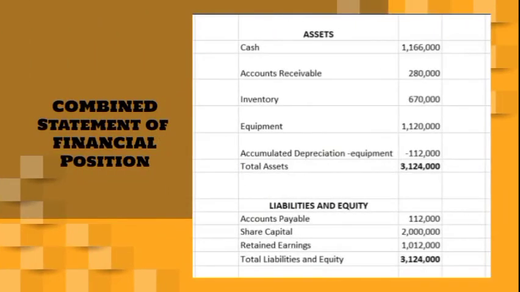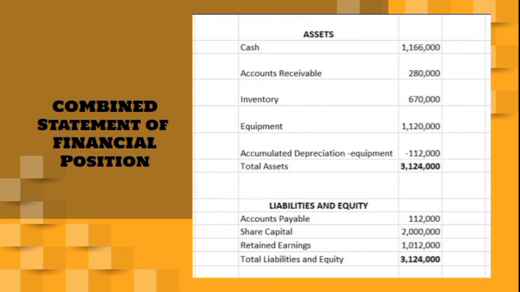Now, we are ready to combine statement of financial position. Given the data, just combine the like items. So, we have cash. So, saan na ba nakuha si cash? Pakitingnan po yung notes. So, we have 1,100,000 plus 66,000. So, we have here 1,166,000. Accounts receivable, we have 180,000 plus 100,000. So, that would be 280,000. Inventory, saan nga ba nakuha yung inventory? We have 460,000 plus 10,000 plus 240,000 divided by 120%. So, we have here 670,000.